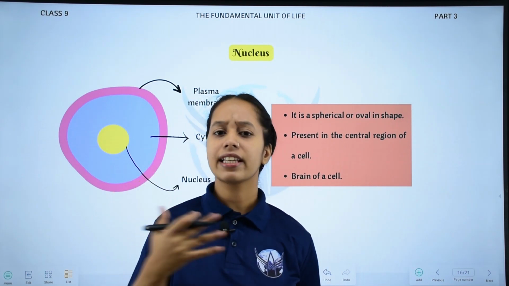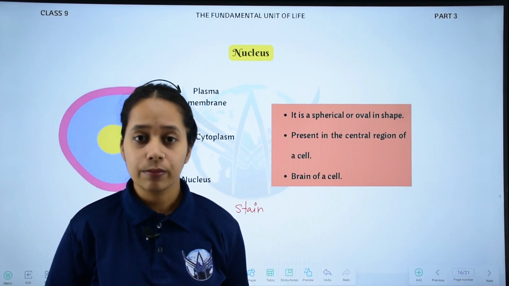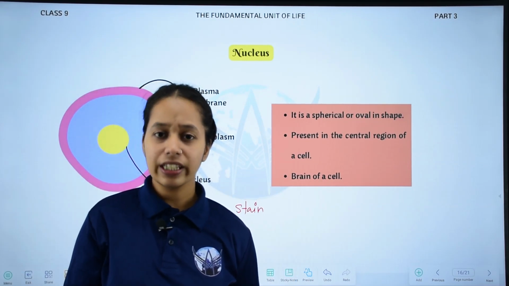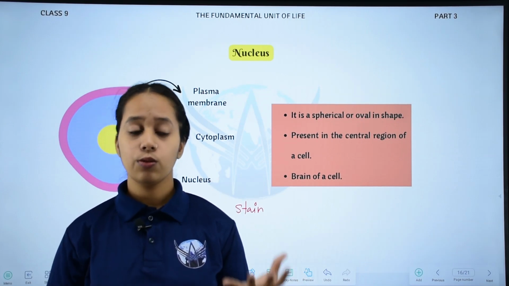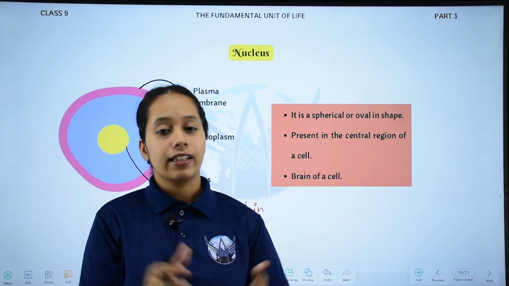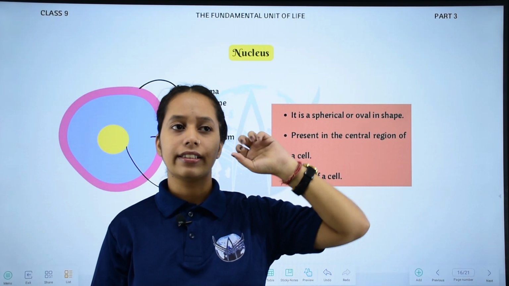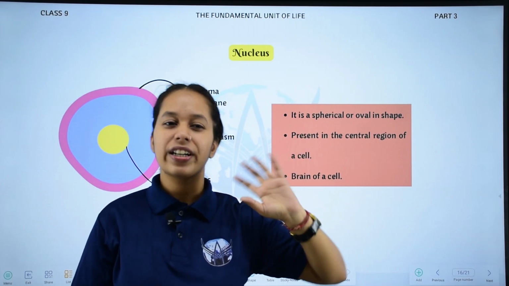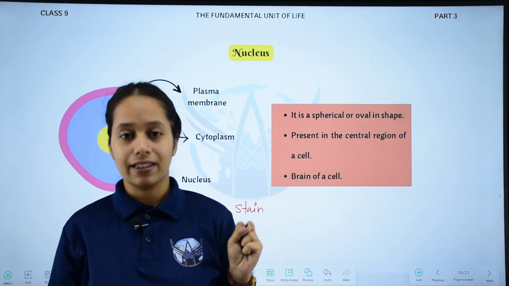There are different staining materials, different staining solutions. For example, we have safranin, we have methylene blue. There are many solutions which we can use to stain a cell. So we take a cell, we stain it first, and then we observe it under the microscope. When we do so, we will find a dark oval or spherical structure present in the center part of the cell.